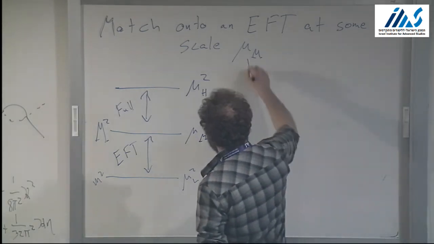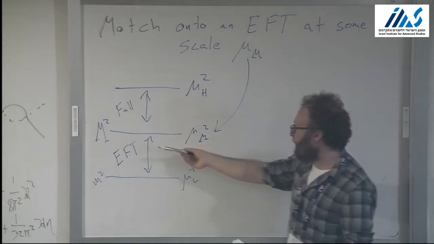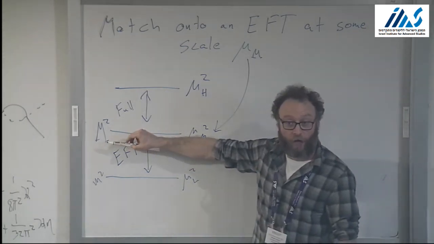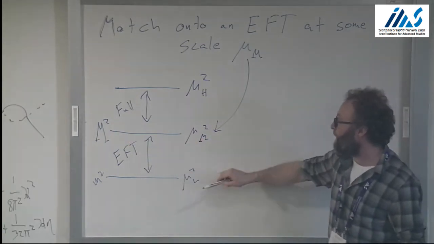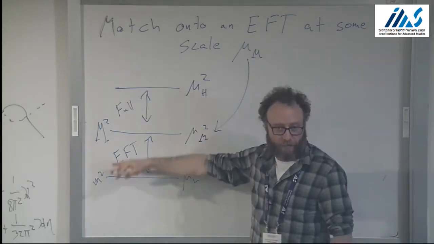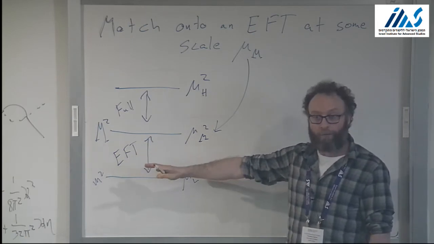Again, I really want to emphasize, mu m is arbitrary. It's of order big M to make the log small. I'm going to make that very concrete in just a moment, but it's not equal to big M. So the scales are here, and the characteristic energies associated with them are here. This choice is made to make the logs all small.